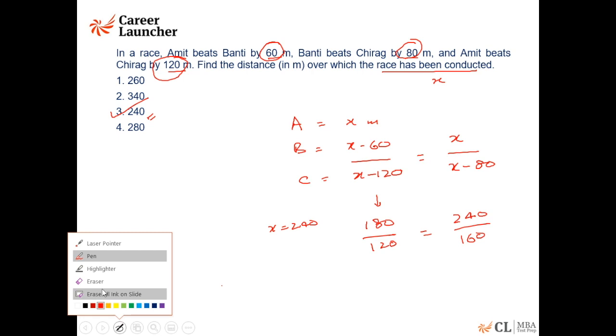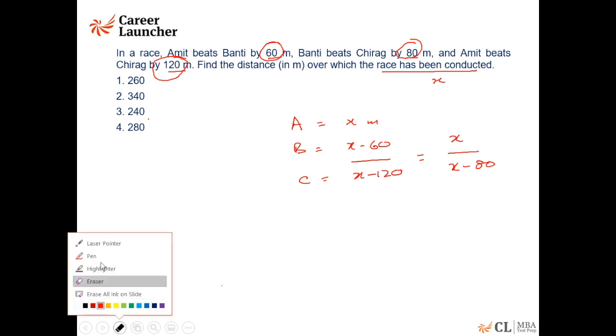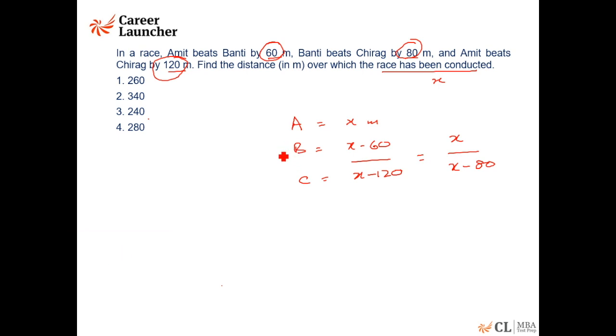Let me go to the alternate logical approach which sometimes students miss out, because that again will be something which does not need any calculation. You can do the question orally if you apply the approach which I am going to discuss now. When Bunty does x minus 60, Chirag does x minus 120, right? But when Bunty does x, that means Bunty has covered an additional 60 meters. In the same time, Chirag has gone from minus 120 to minus 80. That means he's covered 40 meters.